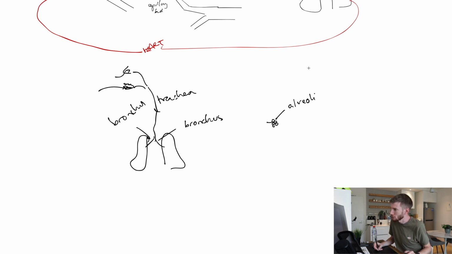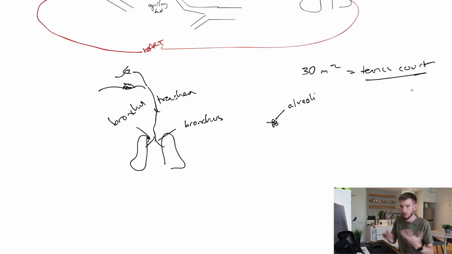And a really interesting fact is that the total surface area of the lungs, of all of those alveoli, if you were to splay them all out open flat, is 30 square meters, which is about the size of a tennis court, all inside just a pair of lungs on the average human.